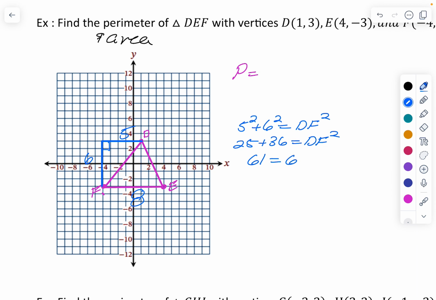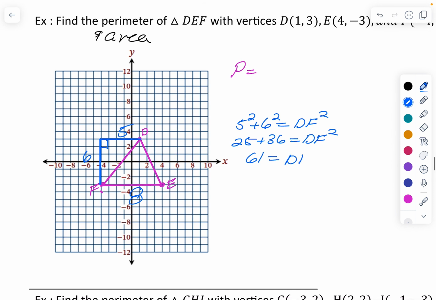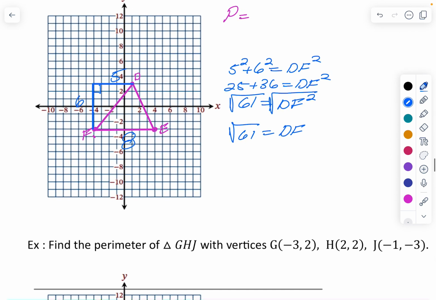61 equals DF squared. And then we have to square root both sides. Now, square root of 61, that's just it. 4 doesn't go into it, 9 doesn't go into it, so that's it. So we found this, and so this now is square root of 61.